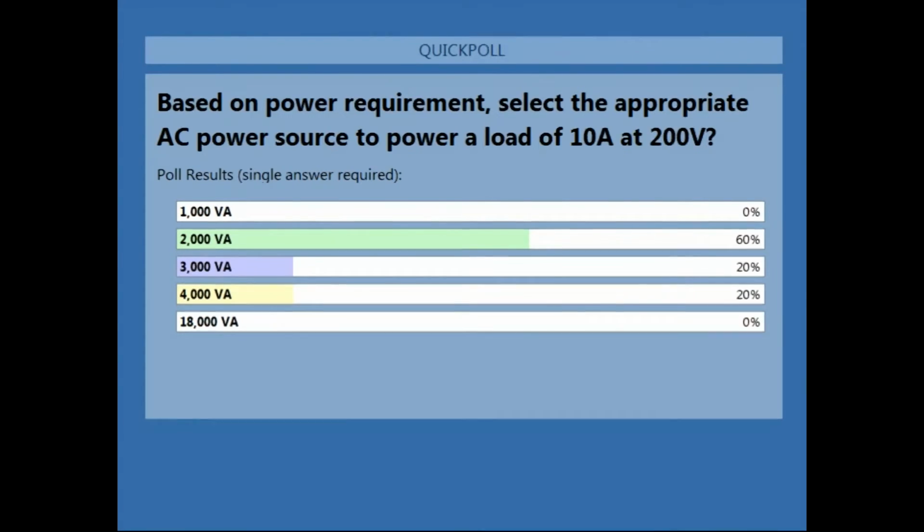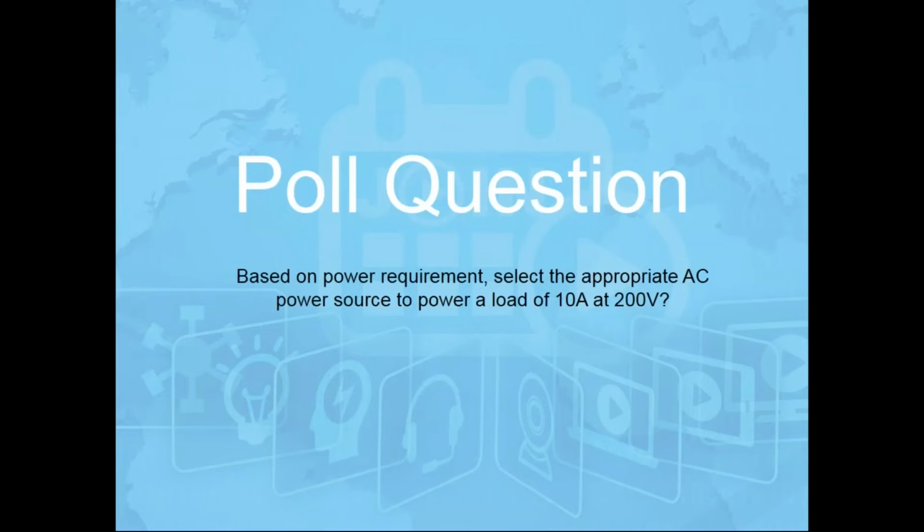All right, thanks everyone for submitting the poll questions. It's good to know that 60% of you selected 2,000 VA power supply. Now, this may be at the edge of the requirements, but if the power source is specifying that it could deliver 2 kVA or 2,000 VA, that is enough to meet the requirements. Some may be cautious and buy a power supply at maybe 3,000 VA to ensure that you're not operating at 100% of the capacity of the power supply.